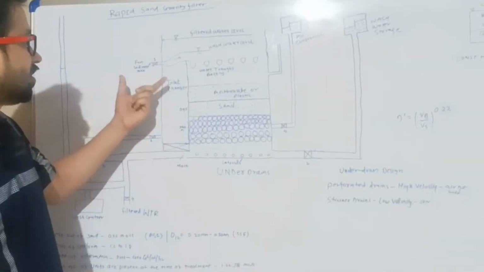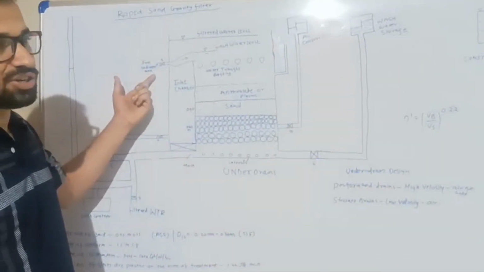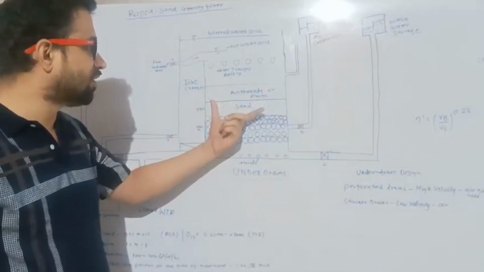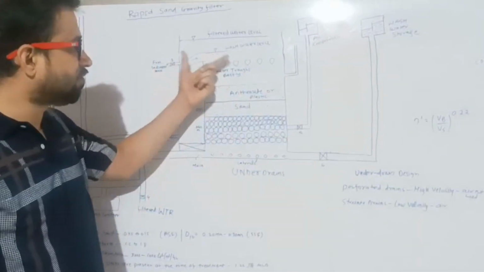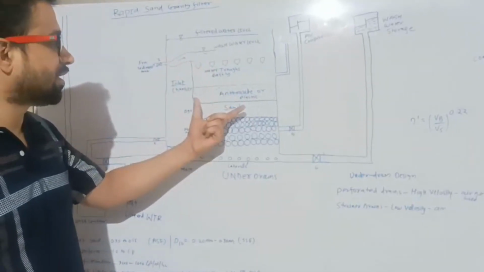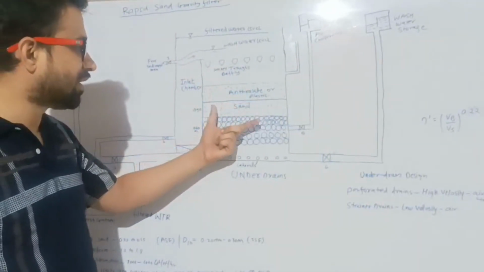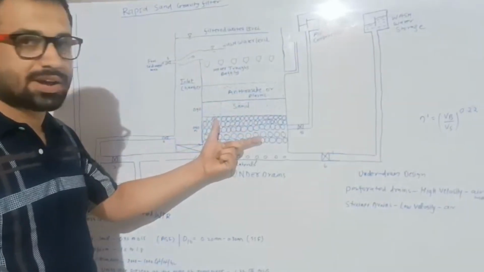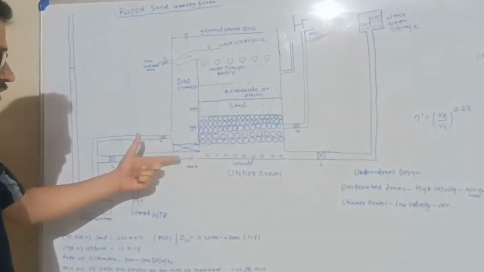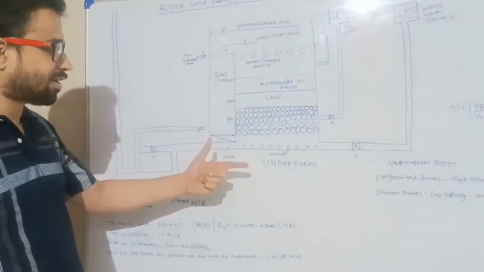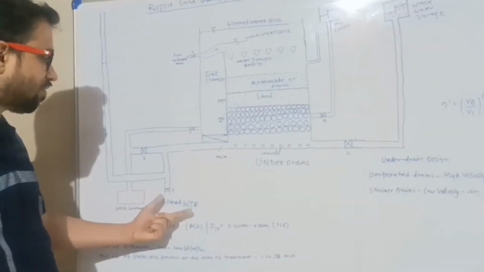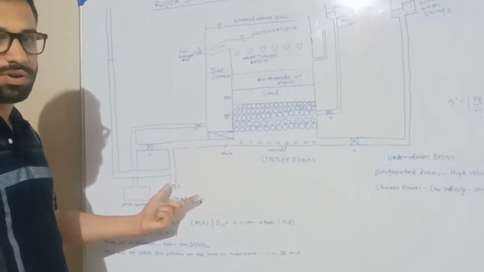Water comes from the sedimentation tank and goes through this filter media. The accumulated water, which has a particular head over the filter media, seeps through the filter media and goes through the gravel layer, and finally gets to the main pipe in an under drain pipeline, and we get filtered water from the valve number 4.